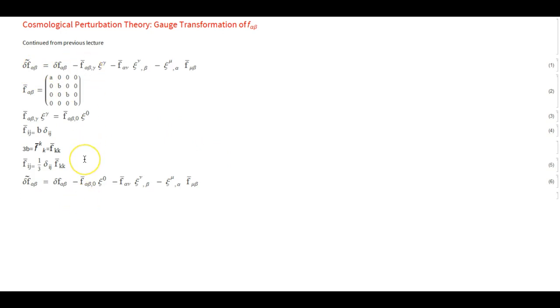Let us start with the 0 0 component. So we can write the 0 0 component as this, where alpha is 0 and beta is 0.